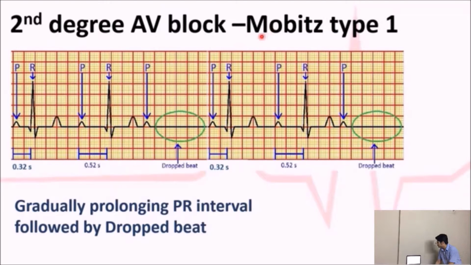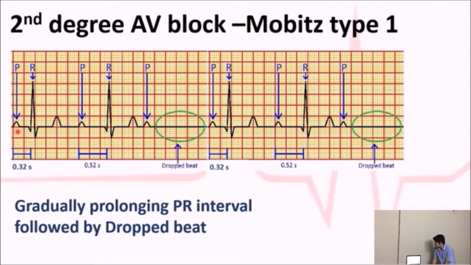Now second degree AV blocks are of two types, Mobitz type 1 and Mobitz type 2. Here we'll understand Mobitz type 1. Mobitz type 1 is characterized by a gradually prolonging PR interval followed by a dropped beat. It means the PR interval will first be prolonged, then in the next beat it will prolong further, then it might prolong further, and after that a beat will drop. Fine. So let's understand this with an example.